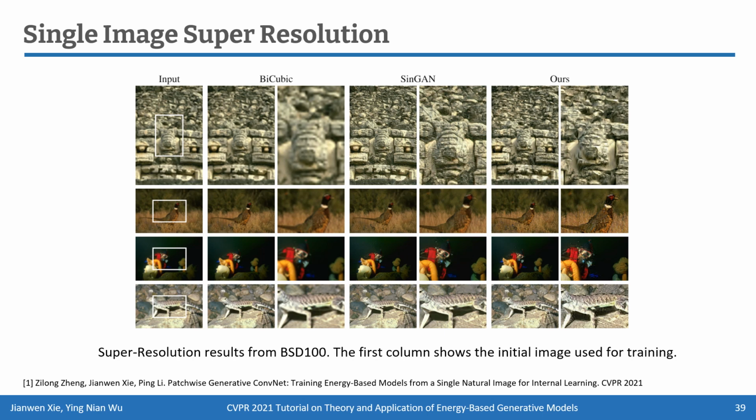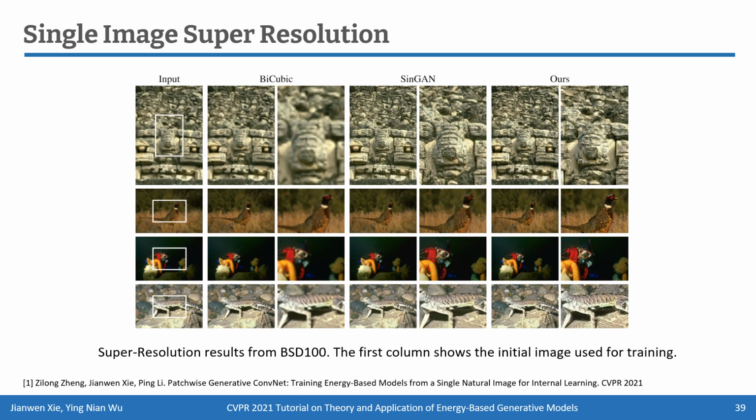Given a single image, can we learn to increase its resolution without relying on external data? The Patchwise Generative ConvNet can perform this task. We first learn a model on this single image. After the pyramid of EBMs is learned, only the largest scale EBM will be used to increase the resolution of the original image.